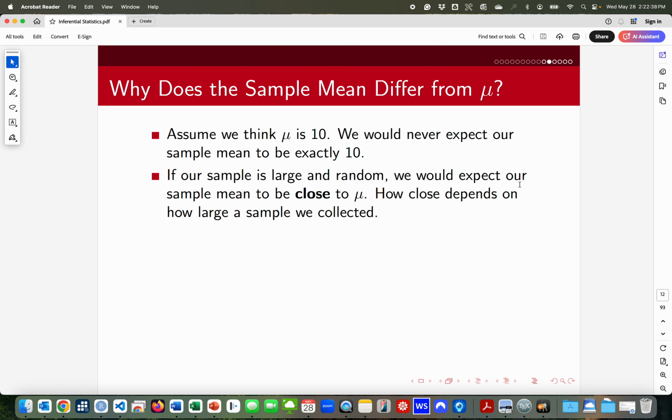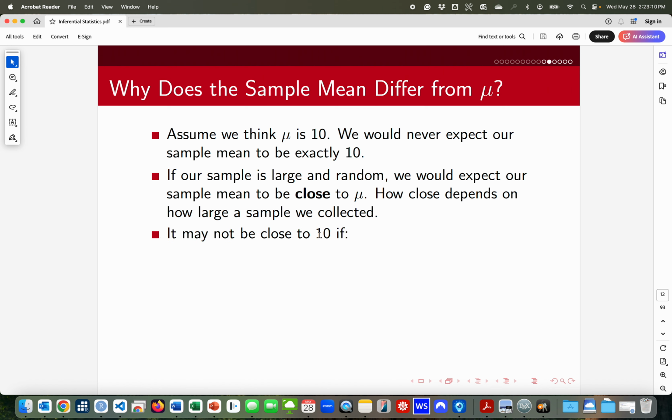So how close do we expect it to be? Well, it depends on the sample size. If someone says the true mean is 10, and we take a sample of 2 observations, we may get a number that's wildly different from 10, even though 10 is the true mean. If we take a sample of 50,000 random observations, we would expect our sample mean to be closer to 10. So how close depends on how large a sample we actually collected.